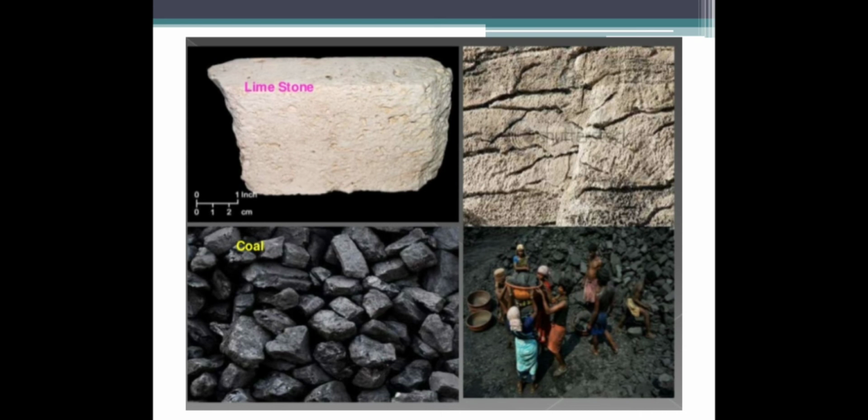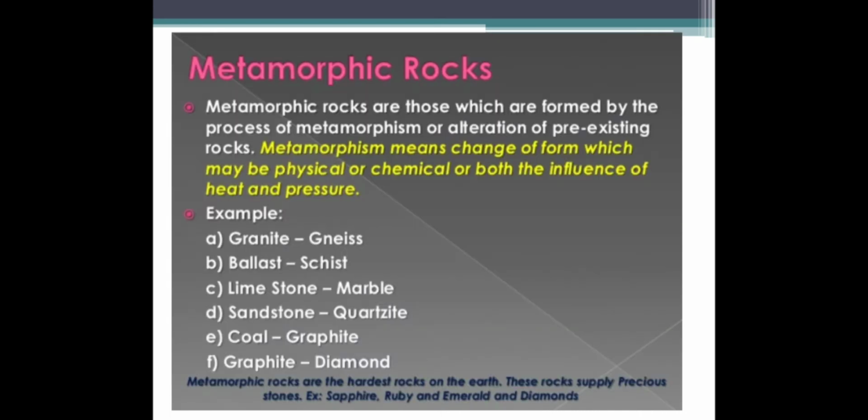Then we go to the metamorphic rocks. Metamorphic rocks are those which are formed by the process of metamorphism, or alteration of pre-existing rocks, that is, change. So metamorphism means change of form, which may be physical or chemical or both, under the influence of heat and pressure. Now metamorphic rocks are formed by the change in igneous or sedimentary rocks. So here we have some of the examples.